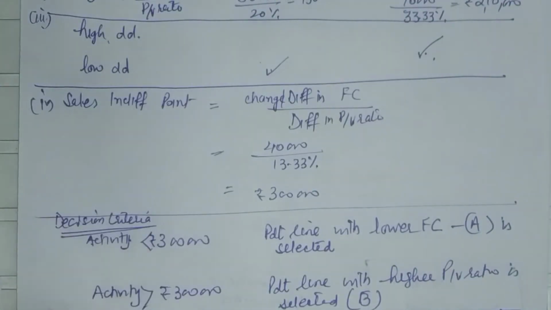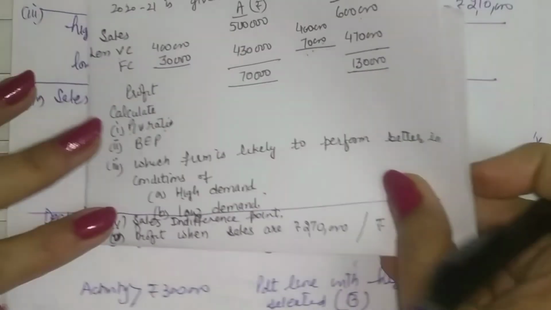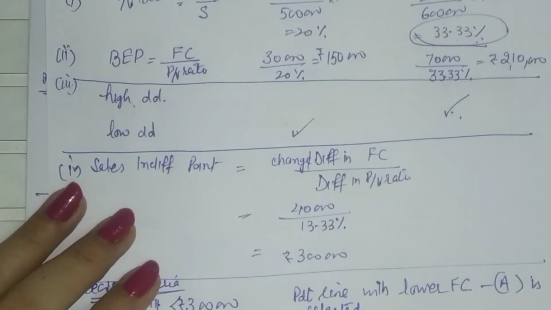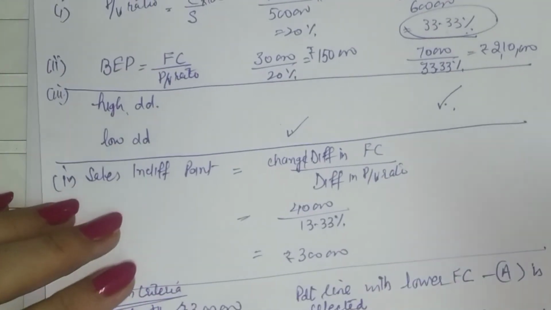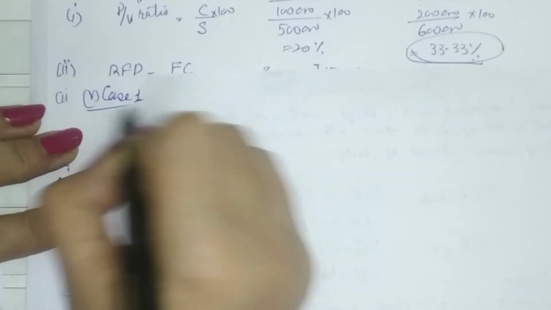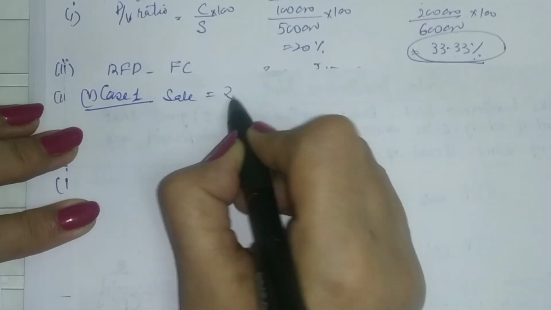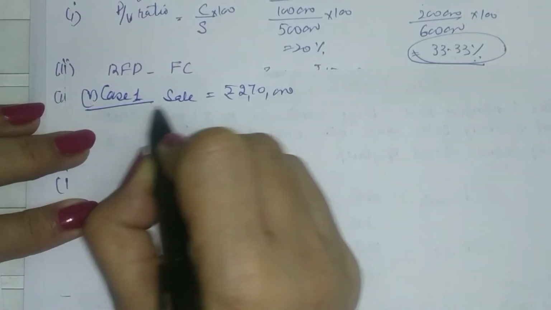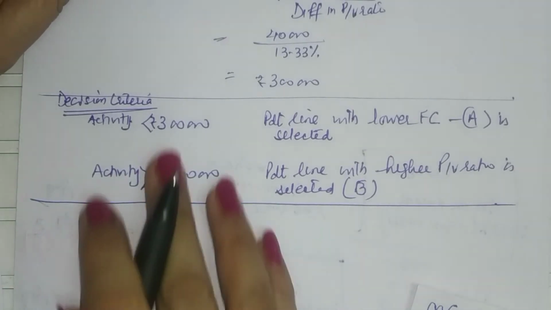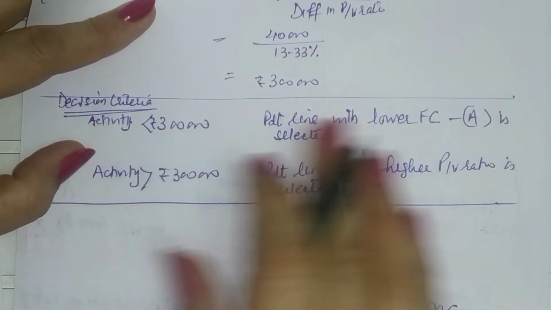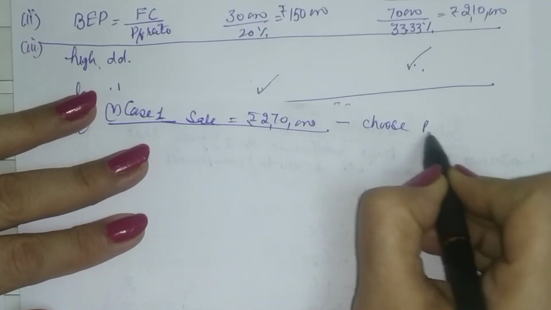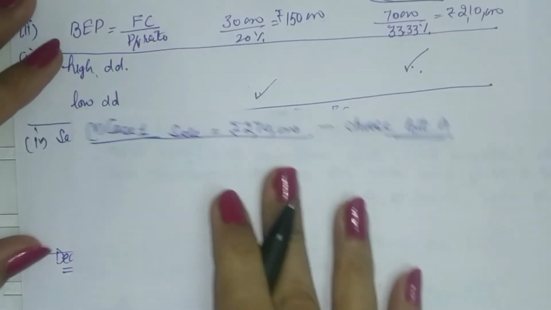So further our question says, what will be the profit when sales are 2,70,000 and 3,15,000. So let us see whether our decision is correct based on this analysis or not. So suppose our case 1 is when your sale is 2,70,000. Now a sale of 2,70,000 will imply that based on this managerial decision criteria, if you are below this sales indifference point, you should choose A with the lower fixed cost. So we should choose product A. Let us see whether our decision is correct or not.